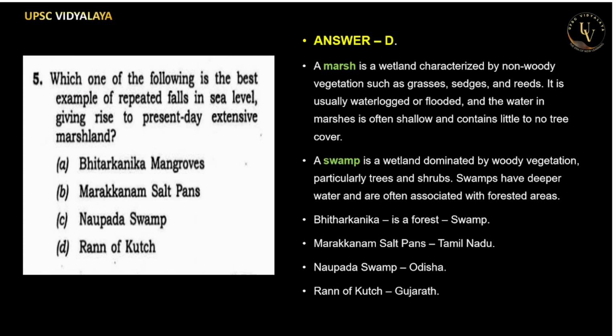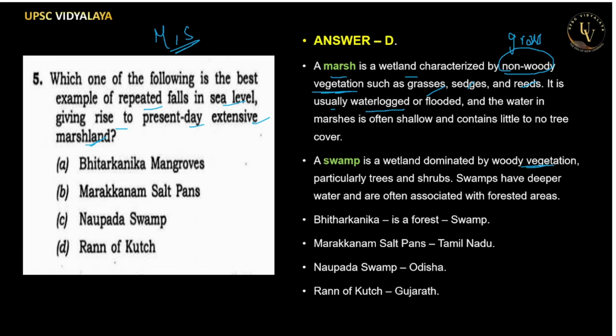Fifth question: which of the following is the best example of repeated falls in sea level giving rise to present-day extensive marshland? A majority of aspirants get confused between marshlands and swamps. First we will understand the difference between marshlands and swamps. A marsh is a wetland characterized by non-woody vegetation. So instead of wood, we have grasses, sedges, reeds, etc. It is usually waterlogged. Marsh and swamp have a common characteristic: they are waterlogged or flooded. But the difference is marshes are non-woody, whereas swamps have woody vegetation.